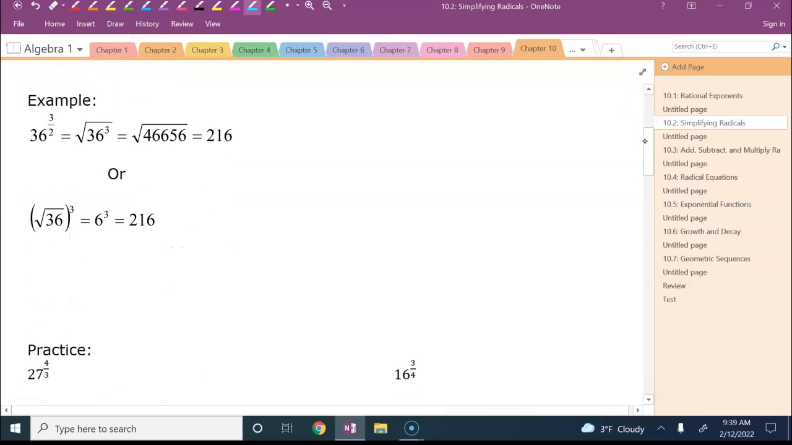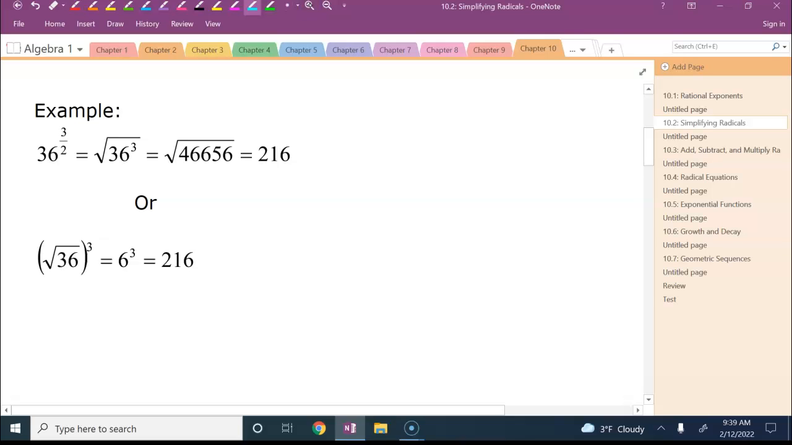For example, you might see something that looks like this, where you have 36 raised to the 3/2 power. So when you write that with a root, you're going to have that square root. There's technically a 2 here, but remember when we have those square roots, we normally don't write the 2. 36 is then raised to the 3rd power. So if we wanted to simplify this, we would take 36 to the 3rd power, and that got us 46,656, and then you're taking the square root of that, which is 216.